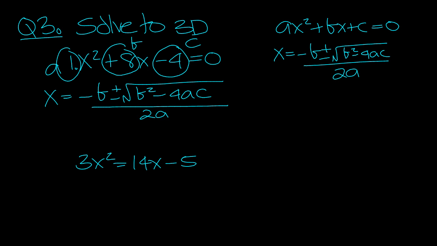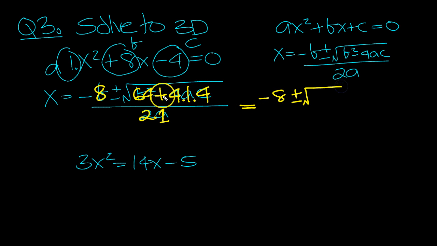Let's put in the values then. A is 1, so that will be 2 times 1. B is 8. 8 squared is 64. Minus 4. A is 1. Times C is minus 4, so that becomes a plus. So we get x equal to minus 8 plus or minus the square root of 16 plus 64 is 80 over 2, which equals, so let's have a look at the answer on the calculator then.